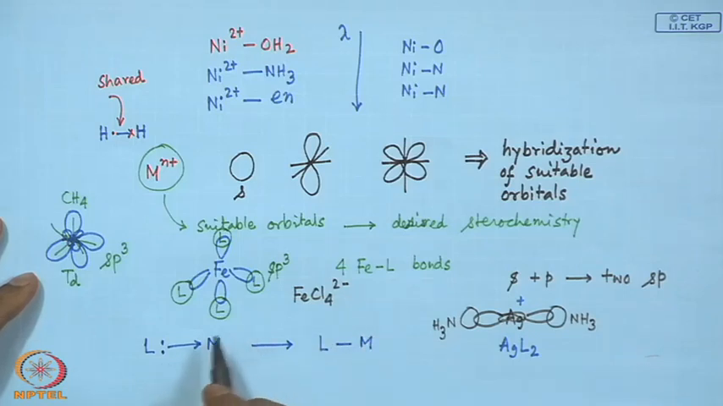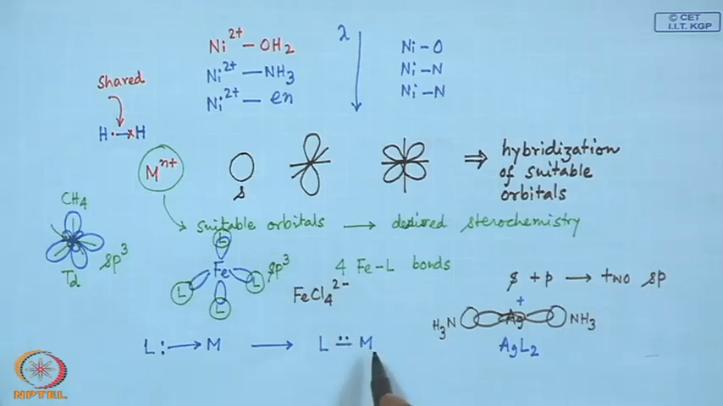So, we will not think that the electrons have originated from the ligand only, because these two electrons will now be under the control of both the metal as well as the ligand. So, the metal will have a share of this electron pair and the ligand will also have an equal share of it.